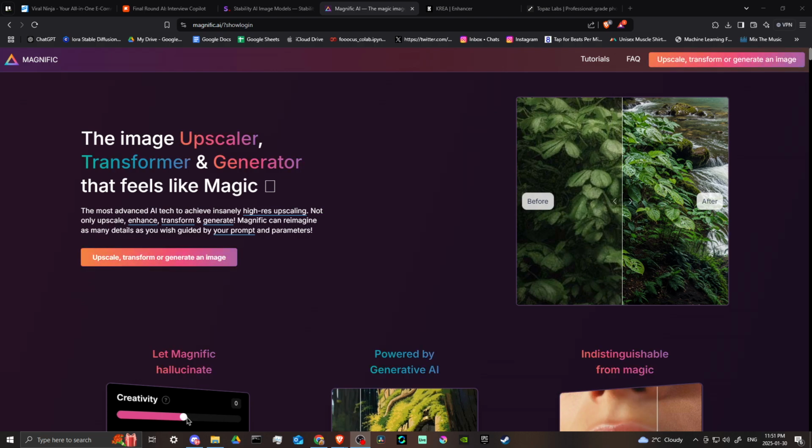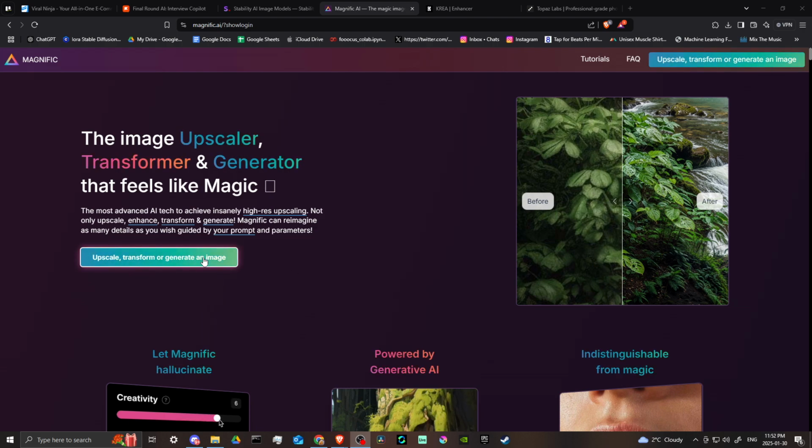Hey everyone, in this video, let's talk about Magnific AI and compare it with Topaz Labs to see which one comes out on top. In order to do so, here we are at Magnific.ai, and we could just take a look here at the homepage just to get an idea of what Magnific is capable of. What Magnific is primarily used for is as an upscaler, transformer, and generator.